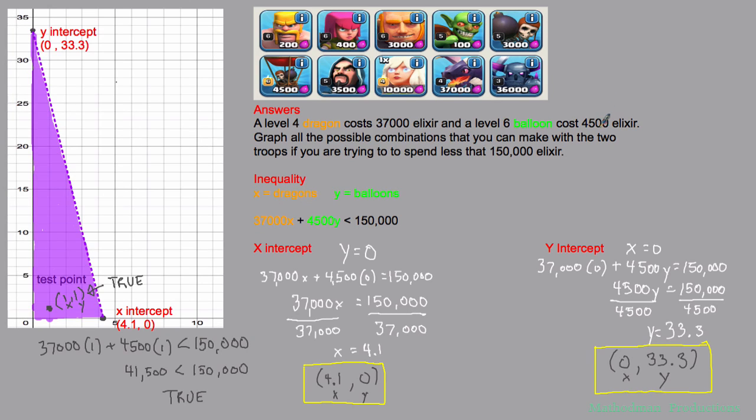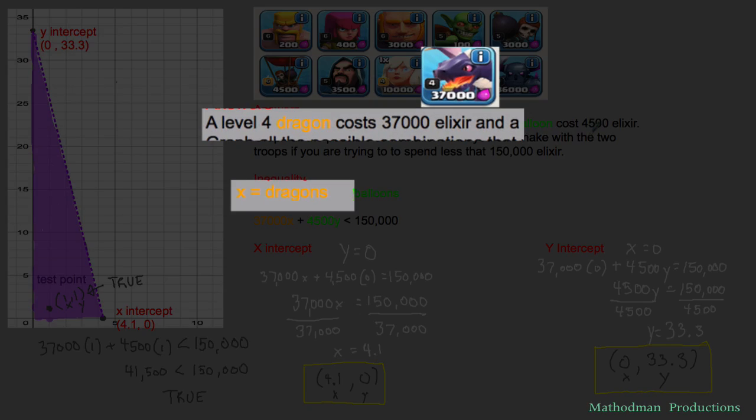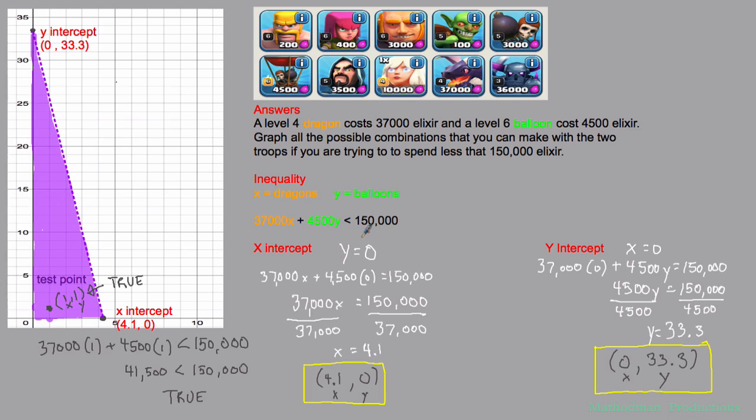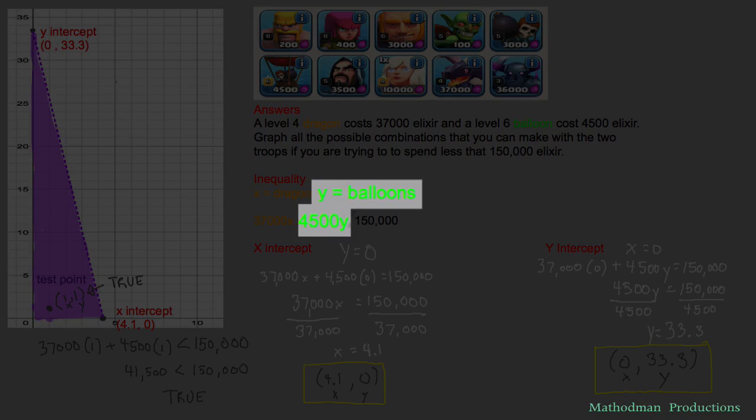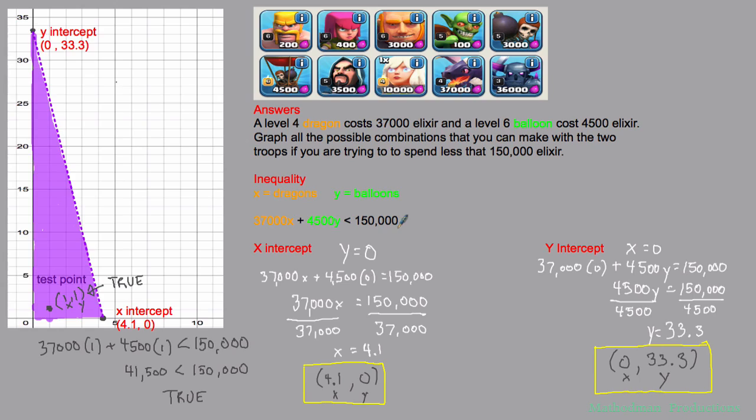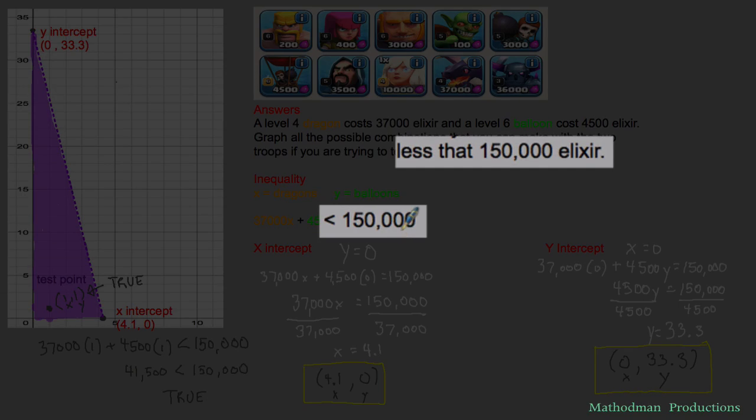Alright, let's go over this answer. First, I let my dragons be X and Y for my balloons. I set up my inequality right here to help me graph. My inequality is 37,000x plus 4,500y, and I want that less than 150,000, my budget for my elixir.